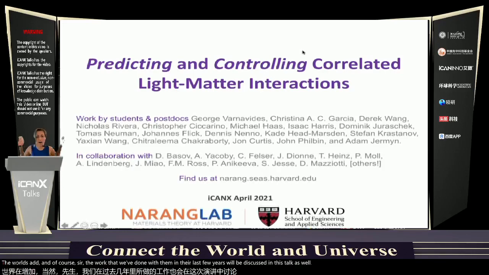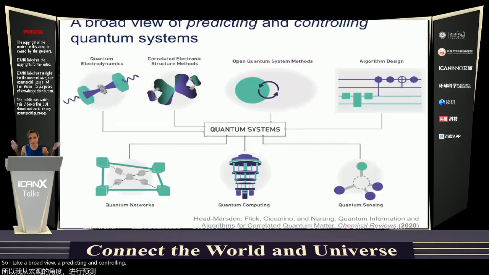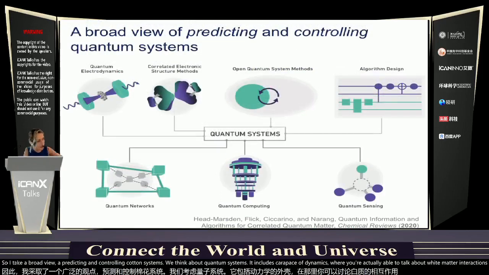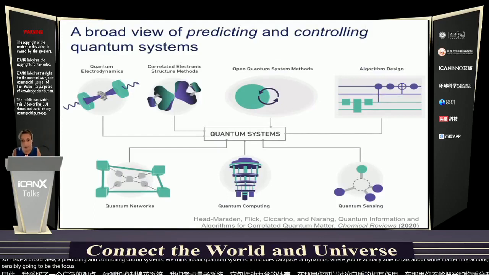So I take a broad view of predicting and controlling quantum systems. When we think about quantum systems, it includes quantum electrodynamics, where you're actually able to talk about light-matter interactions where you can't separate light from matter. This is ostensibly going to be the focus of my talk here today.